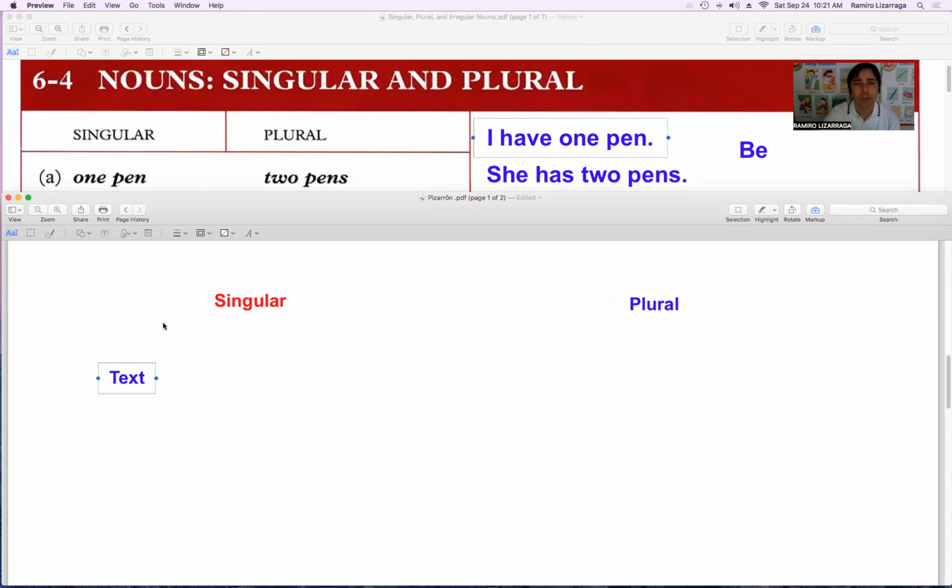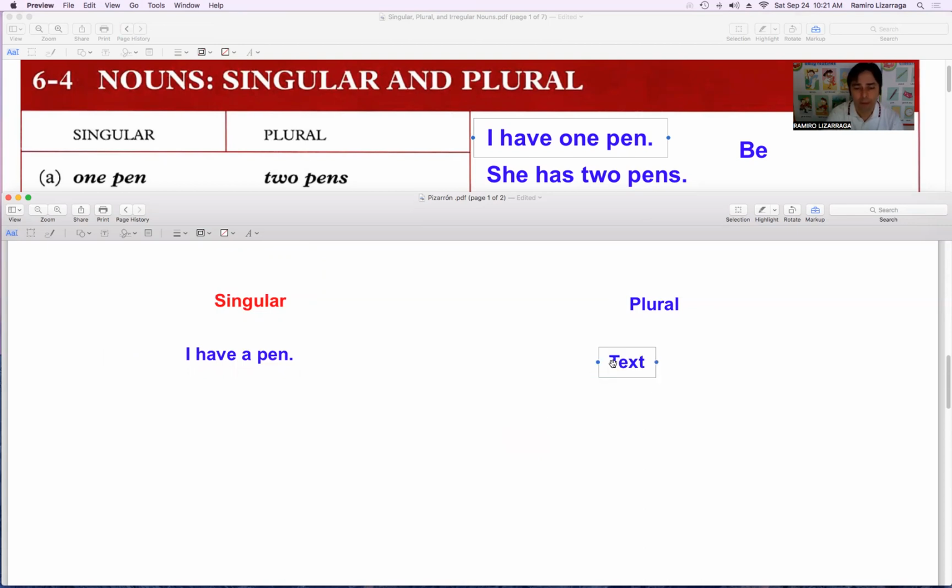So for example, like I wrote here, I have one pen. I'm going to write it here. I have a pen. Okay, so this is singular. This is a singular sentence. Take a look at this. And right here, I'm going to write this one, a plural sentence.